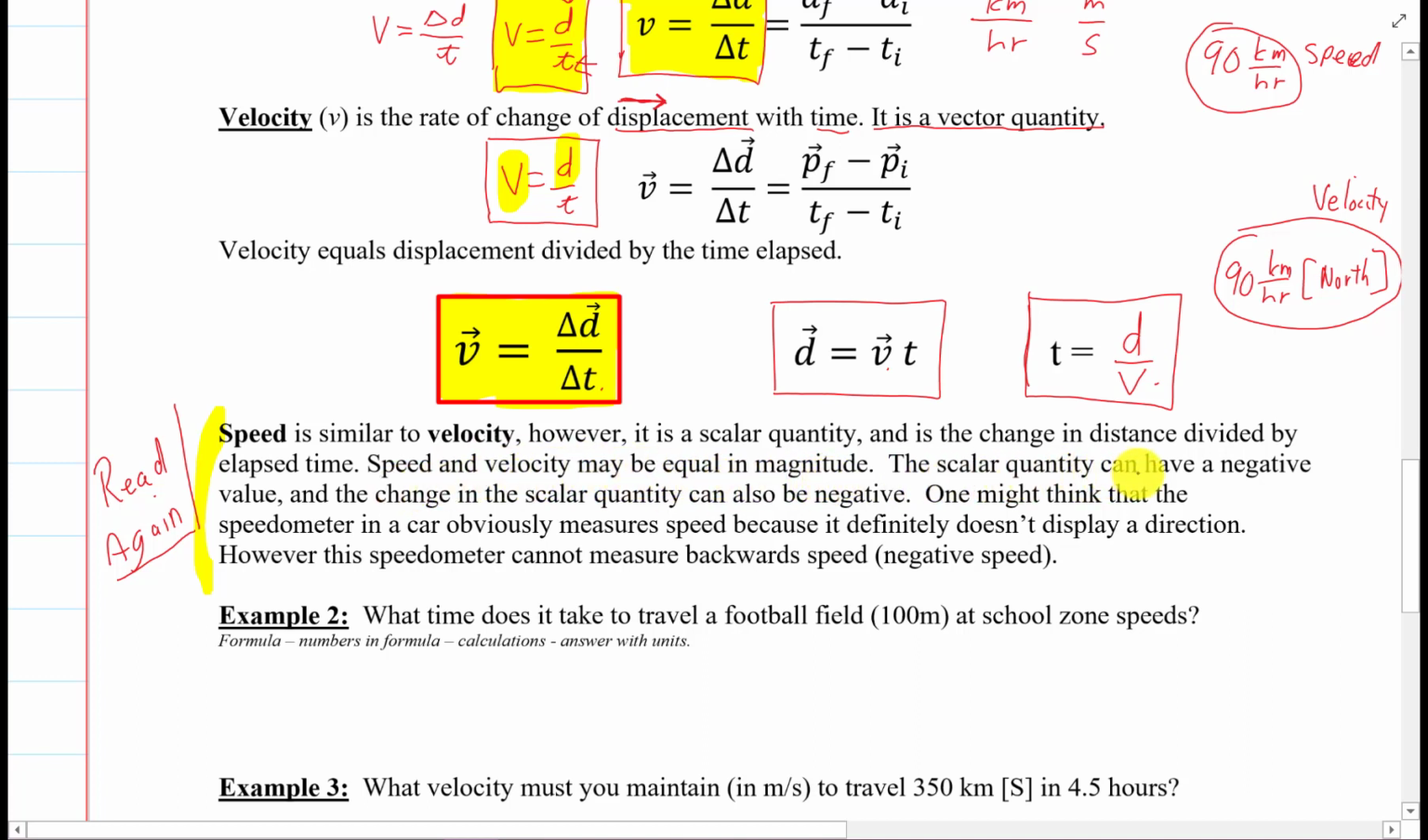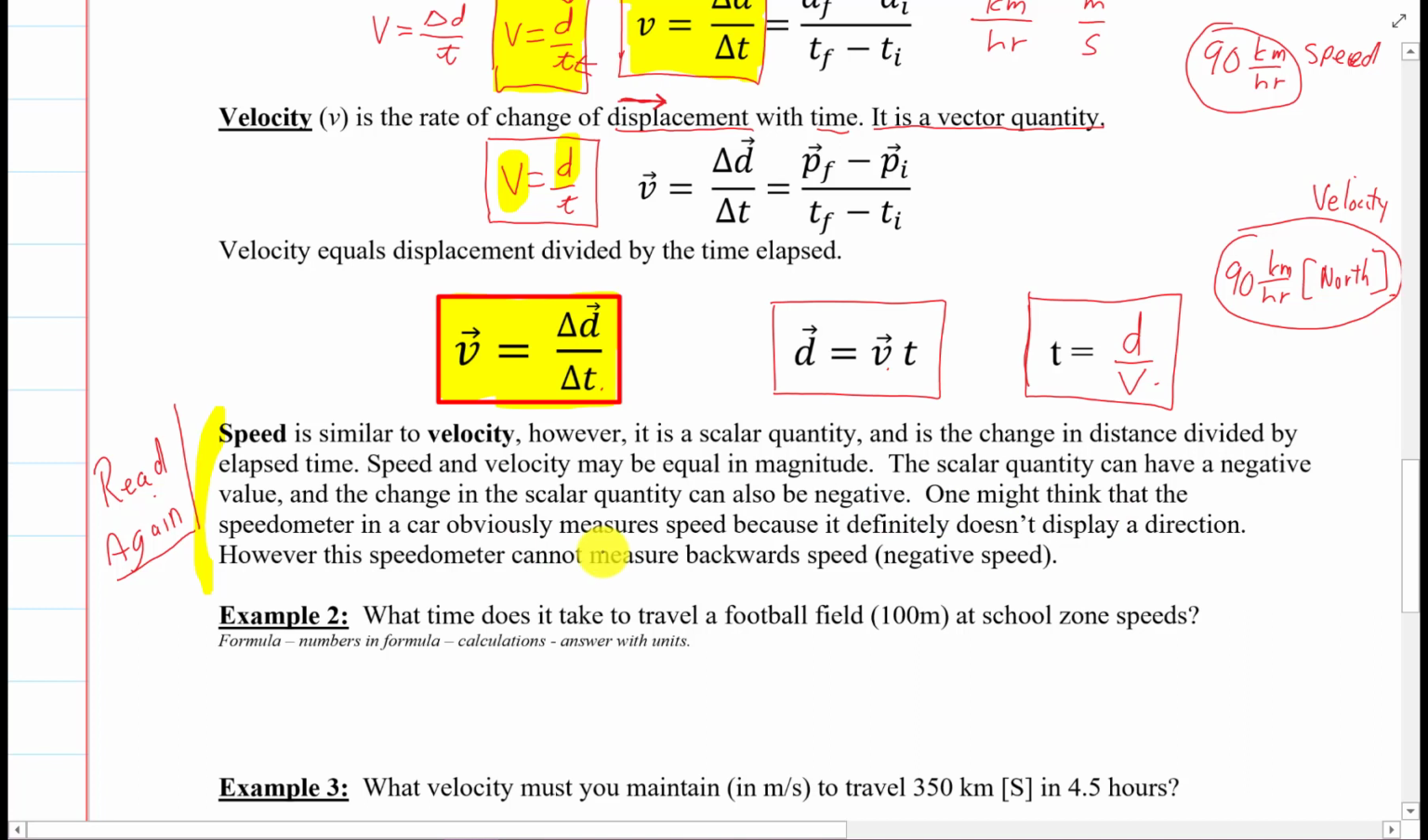The scalar quantity can have a negative value, and the change in this scalar quantity can also be negative. Can we have velocity that is negative? Could we have negative 90 kilometers an hour north? Well, you could. We'd understand what it is, but it'd be better to write it as 90 kilometers an hour south. So really, we don't get negative velocities. You can, we understand it, it's just not the best.